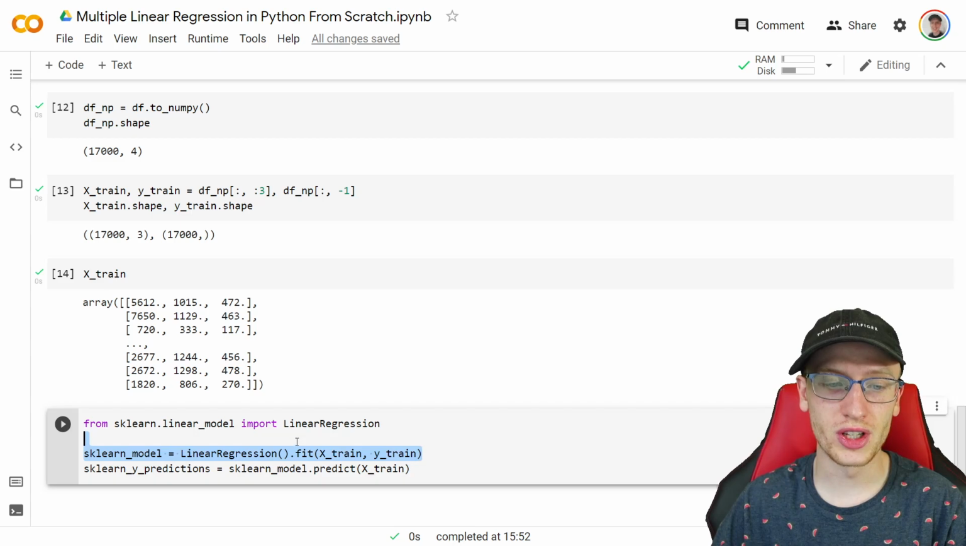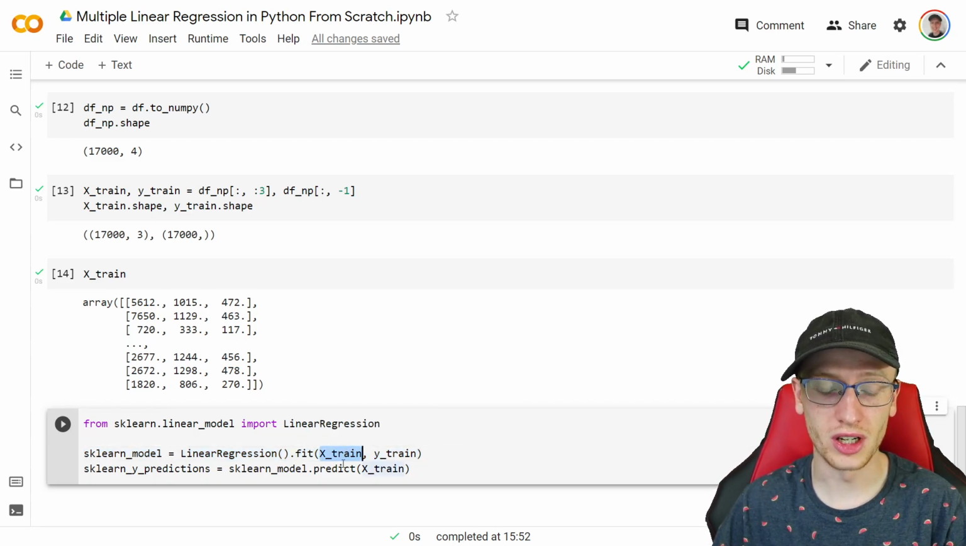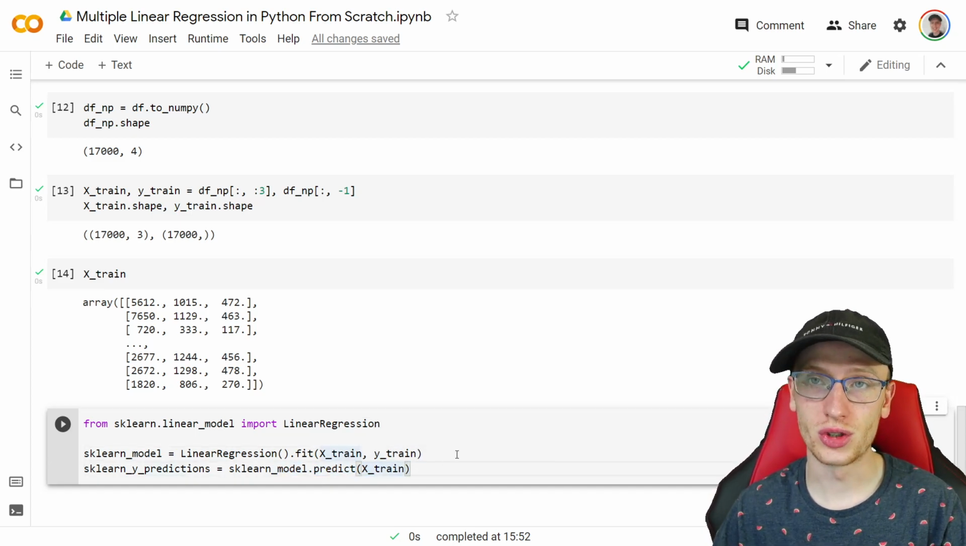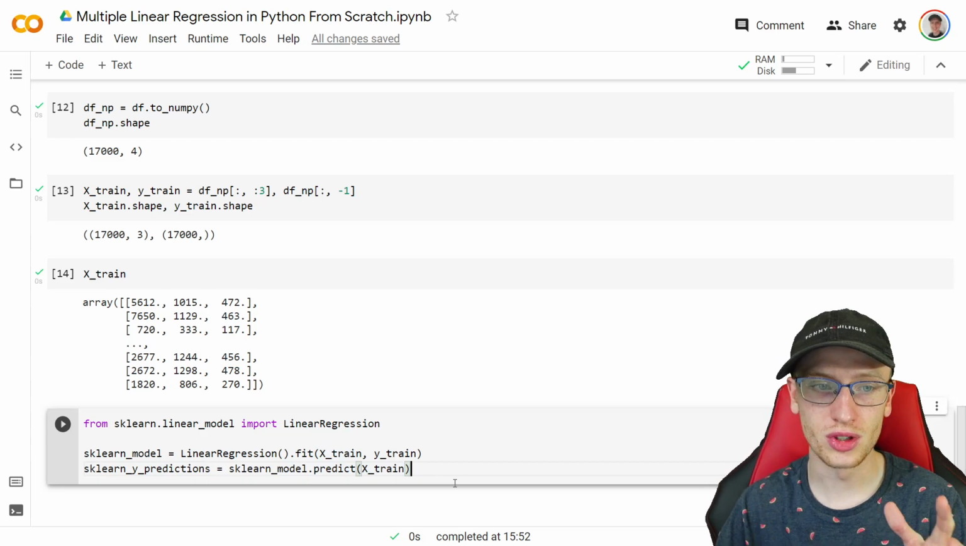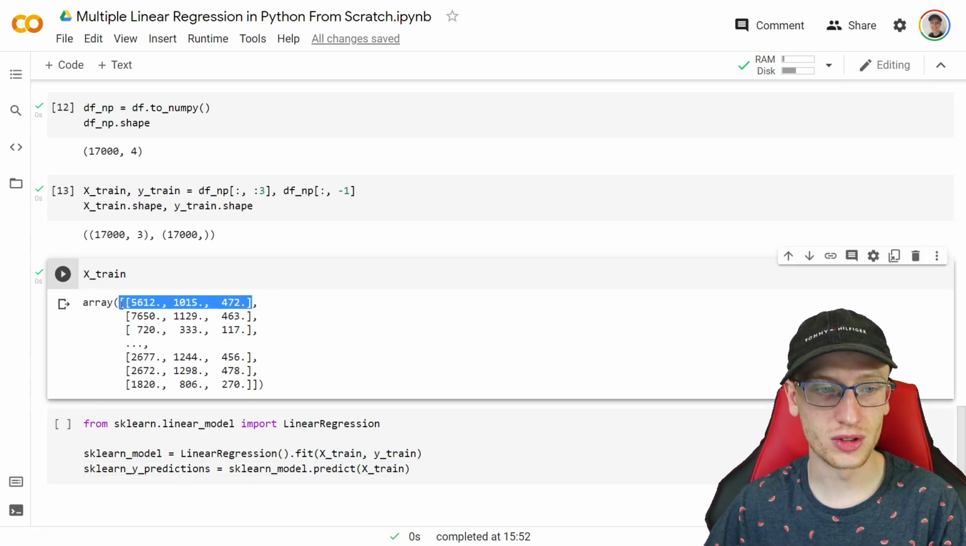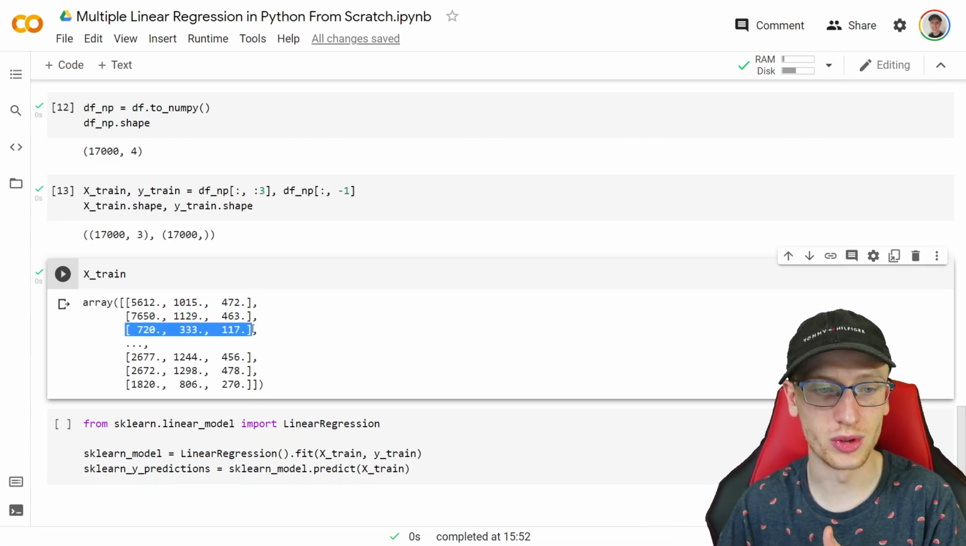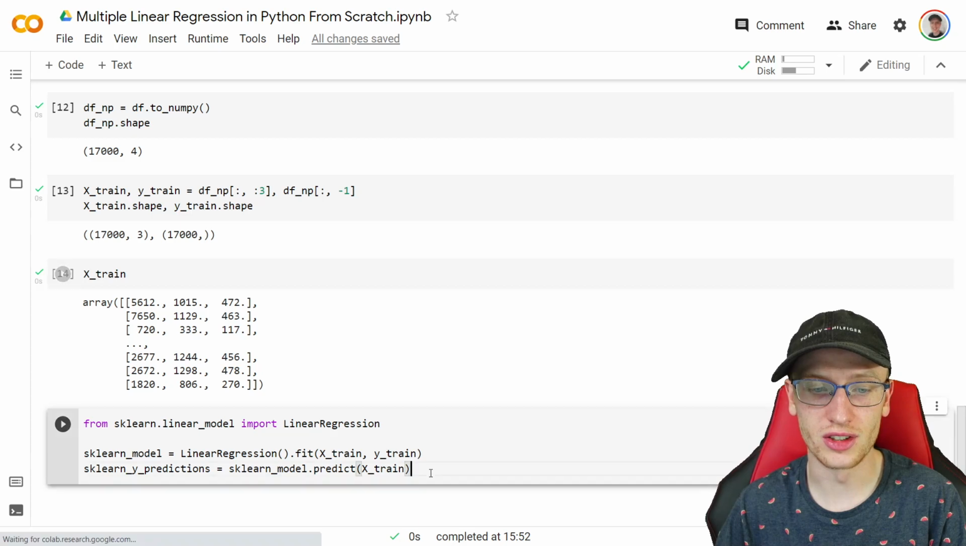We train the model, we give it the data: the input matrix, and what it maps to, the outputs. We get our predictions, where we call predict on the training matrix, which says for each of these points, for these 3 inputs, what is the prediction? For these 3, what is the prediction? For these 3, what is the prediction? So we should have 17,000 results.